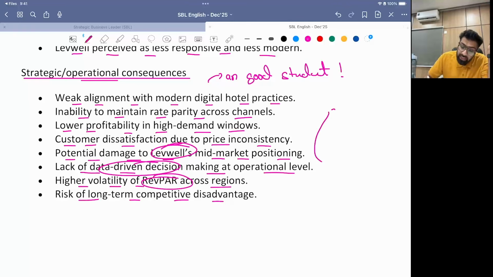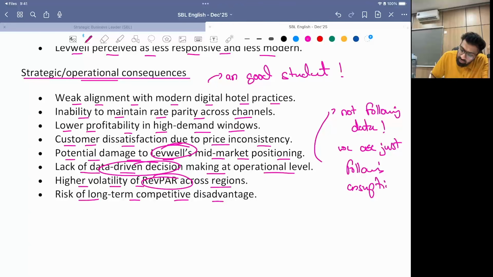We are not following data, guys. We are just following assumptions made at budget, which is totally wrong. If you are following just the budget or the assumptions that have been made at budget, this is totally wrong, right, guys? Did you get it?